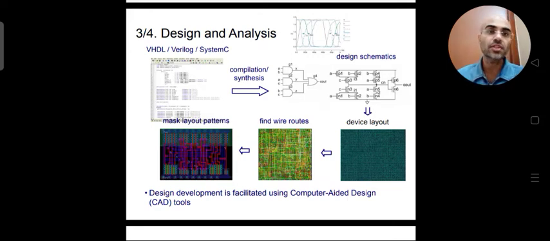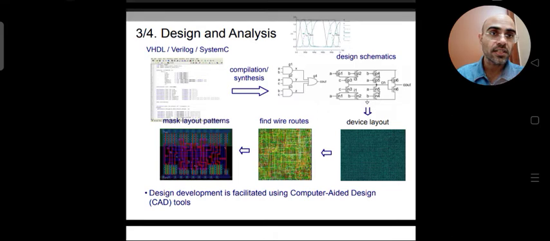So VHDL, and then there is another hardware descriptive language, equivalent to that or somewhat a modified form of it, that is Verilog. These languages, VHDL and Verilog, are basically used to write, let's say, a circuit in which there are multiple gates, as you can see in this diagram.